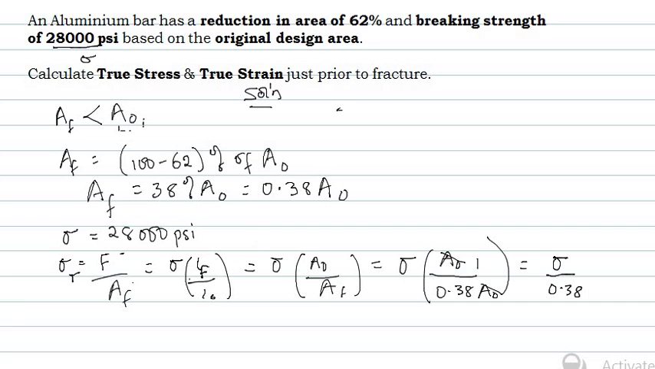And this can be simplified to simply our engineering stress divided by 0.38. So our true stress will be equal to 28,000 psi divided by 0.38. Even before you calculate this, you can discover that this will be a very large value because the area was reduced very much, meaning it was lengthened a lot. And of course, we're told just prior to fracture, implying that the specimen was stretched so much that it's reached the fracture point. So 28,000 divided by 0.38 will give you 73,684.21 psi.